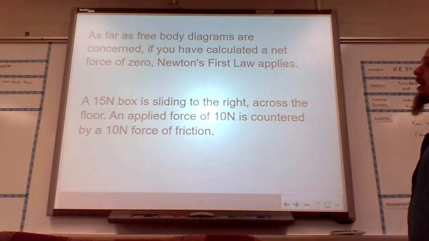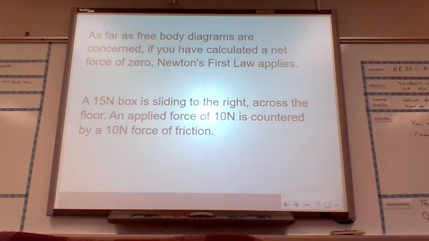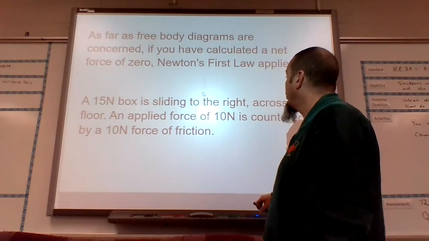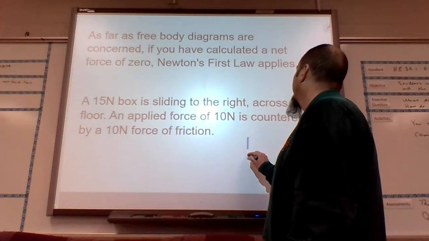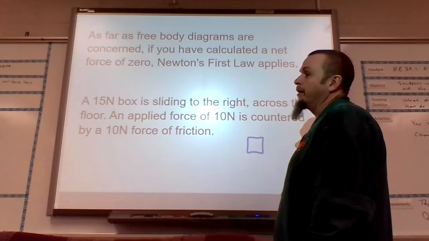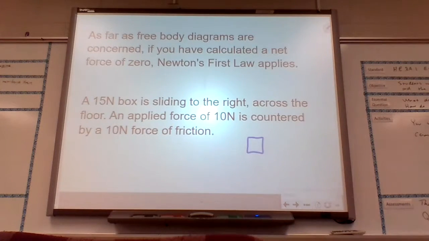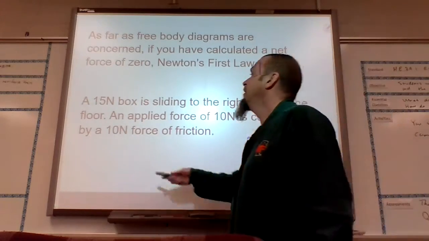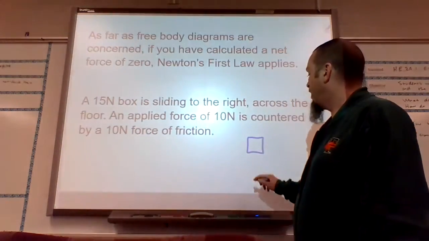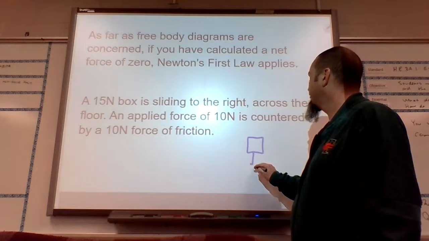So we have a 15 Newton box sliding to the right across the floor. An applied force of 10 newtons is countered by a 10 Newton force of friction. So let's go ahead and draw the free body diagram for this. Again, a free body diagram is always a box, no matter whether it's a box or an airplane or a car or whatever. The box is 15 newtons. That's the weight of the box. That's our gravity.